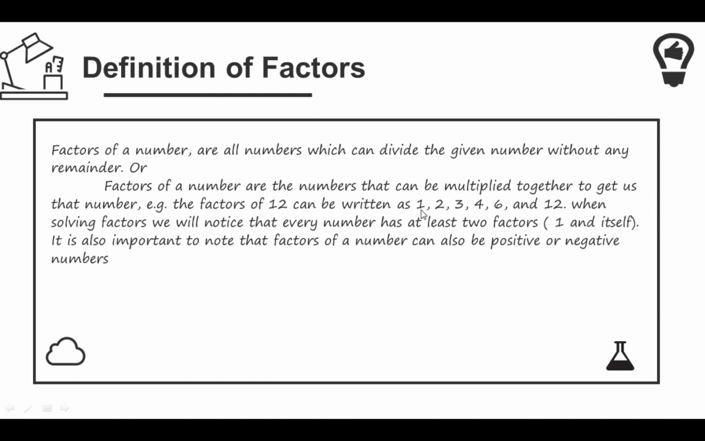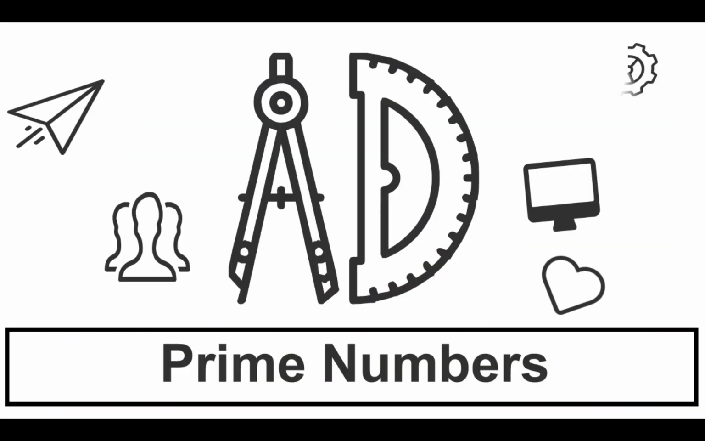An example like we have here now, the factors of 12 can be written as 1, 2, 3, 4, 6, and 12. Now when you check it, all these numbers can divide 12 without any remainder. 1 divide 12 will give us 12, 2 divide 12 will give us 6, 3 divide 12 will give us 4, 4 divide 12 will give us 3, 6 divide 12 will give us 2, and 12 divide 12 will give us 1. Now when we go further, we will notice that every number has at least 2 factors, which is going to be what? 1 and itself.